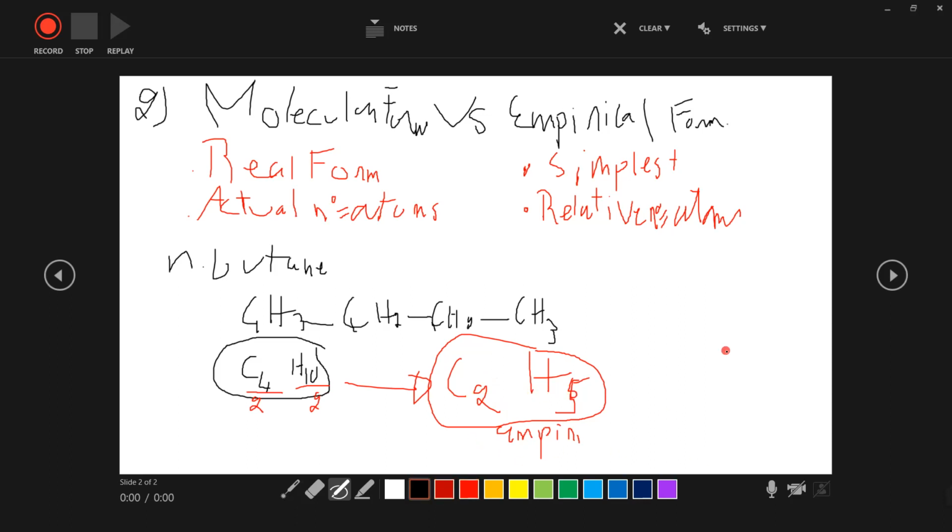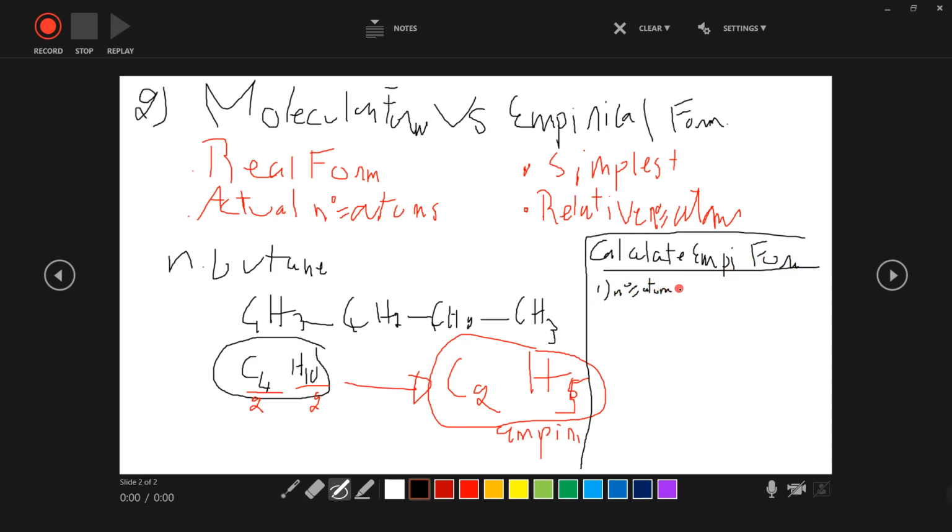In the exam, when the problem tells me to calculate the empirical formula, I should do two steps. First step, I should calculate the number of atoms present in my compound. How do I calculate the number of atoms? Very easy equation. I take the weight of the atom and, to get its number, divide it by its atomic weight.